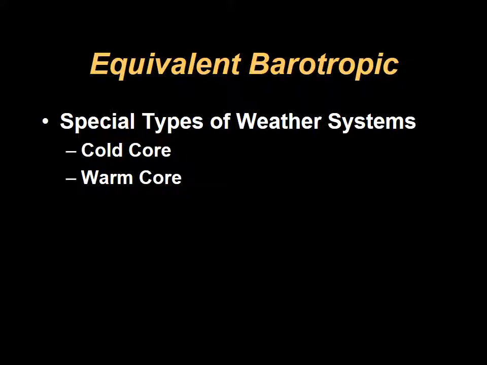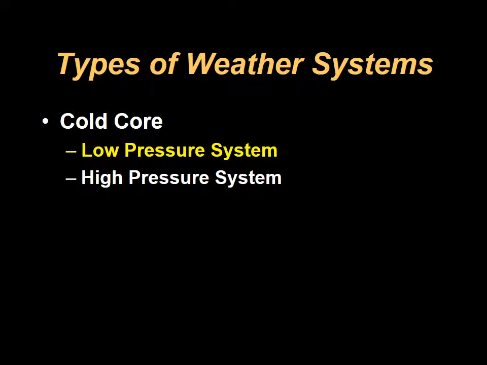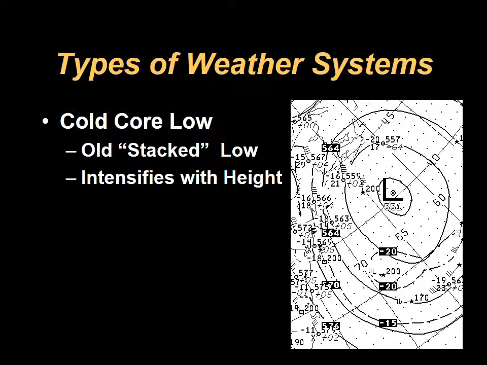And we're going to start out with cold core systems. And what we mean by cold core, it means the center of the weather system is cold. So the first cold core system we're going to look at is a low pressure system. Now what this means is that we have a low pressure system, and the center of the low has cold air from the surface or just above the surface up through the upper atmosphere.